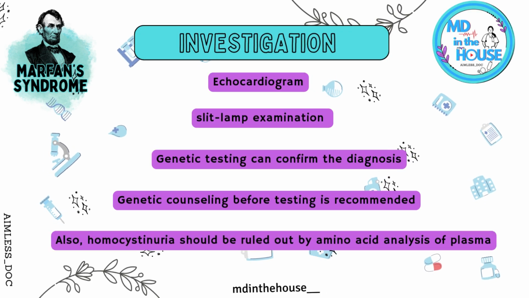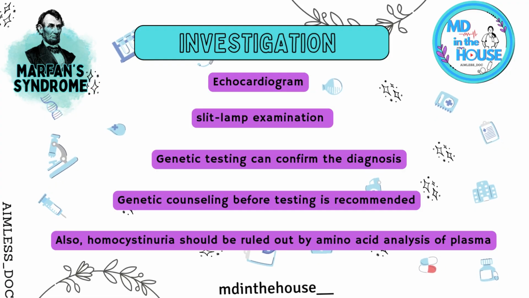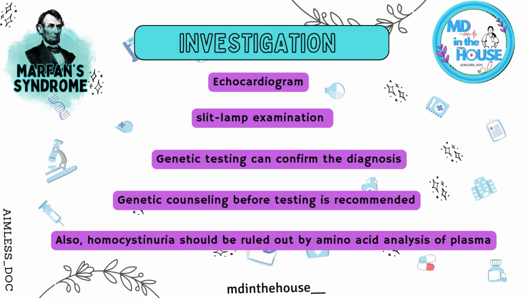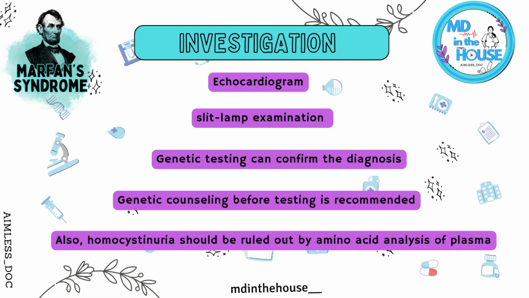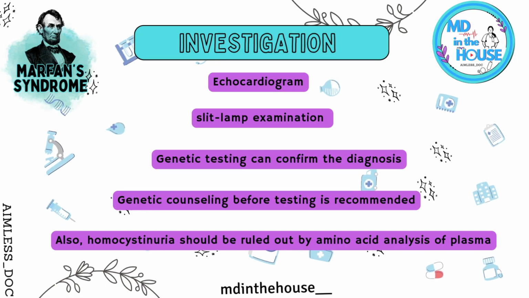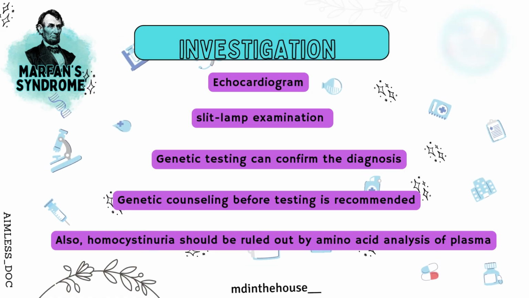Investigations such as an echocardiogram and slit lamp examination are done, and genetic testing can confirm the diagnosis. Genetic counseling before testing is recommended. Also, homocystinuria should be ruled out by amino acid analysis of plasma.